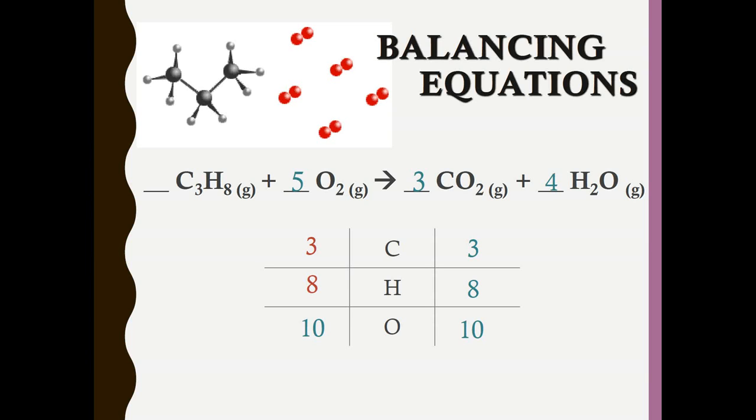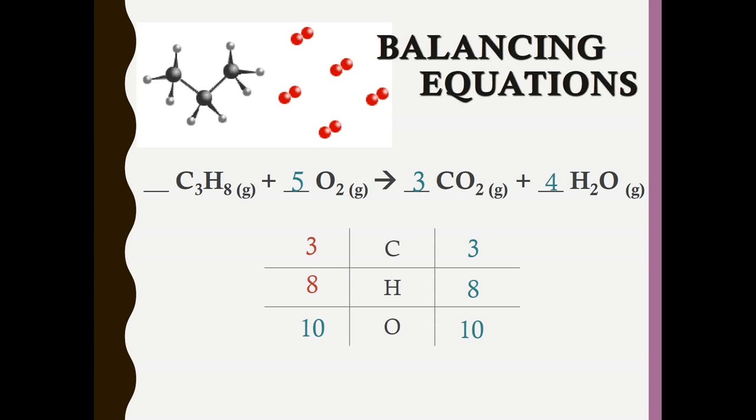Previously you had 8 hydrogen on the left side. Now if you write down a 4 in front of water, 4 times 2 from H2O, you get 8 hydrogens on the product side. In that way, oxygen changes again. Now you have 10 oxygens because you have 3 carbon dioxide and 4 water molecules on the product side.